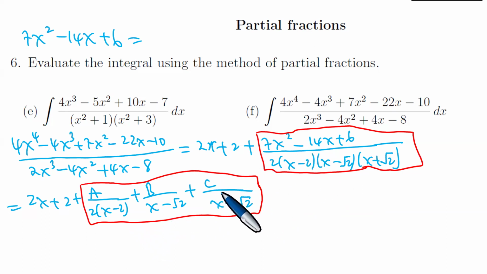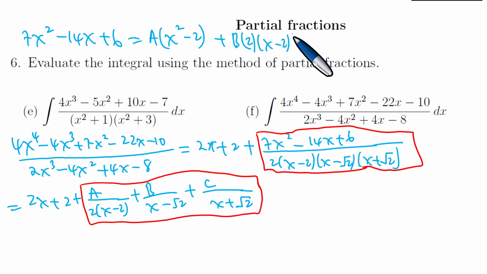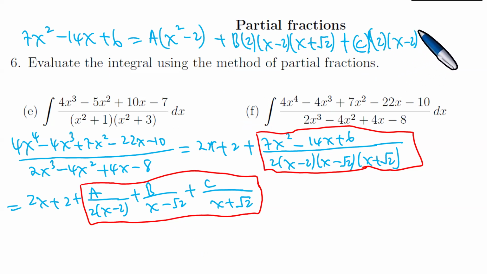If you deal with this, then you multiply by the LCD. It's going to be A into, okay, you multiply, so this x minus 2 with the 2 is going to cancel, then you're going to be left with this and that, which is x squared minus 2, plus B. You would have 2x minus 2, x minus 2, and then x minus the square root of 2. Just exactly this way.